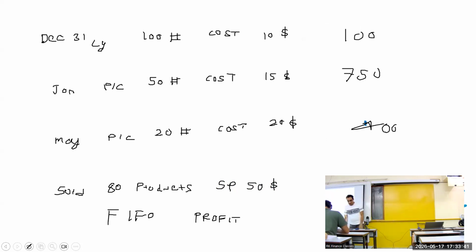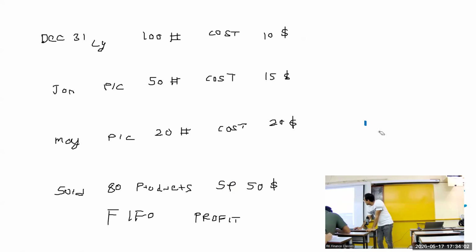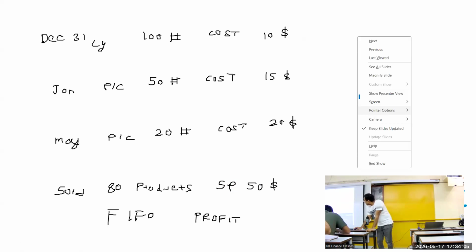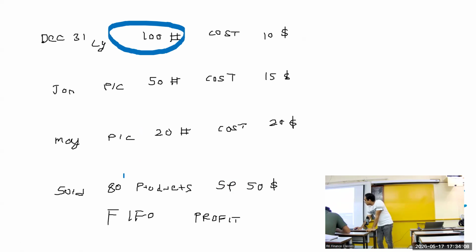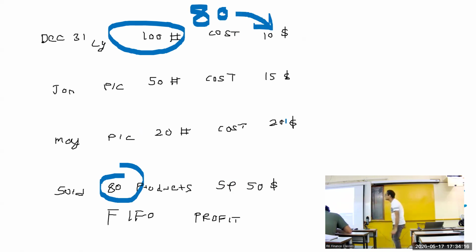What is FIFO? Don't say first in, first out. What is FIFO? We assume that the original inventory is going to be sold first, not the recent one. The original inventory will be sold first. Okay, start with that. What is the original inventory? This was the original inventory. So all the 80 products would be sold from here only. So 80 into 10, that's the cost. What is 80 into 10? 800 is the cost. 4,000 sales, 800 is the cost.